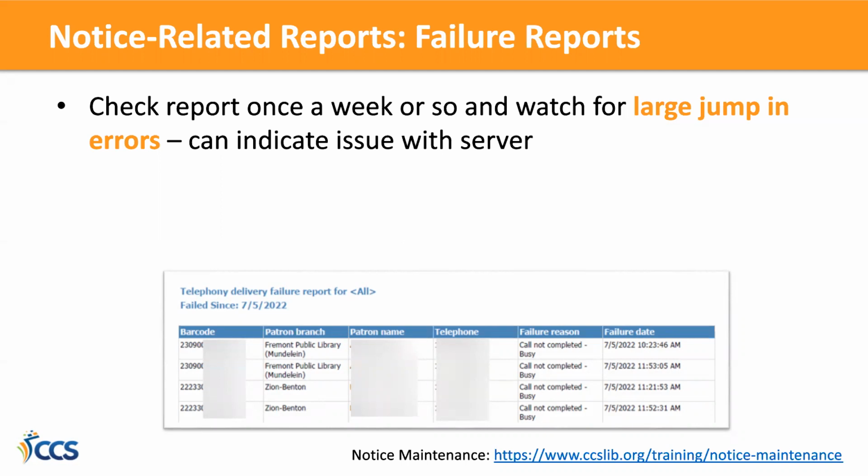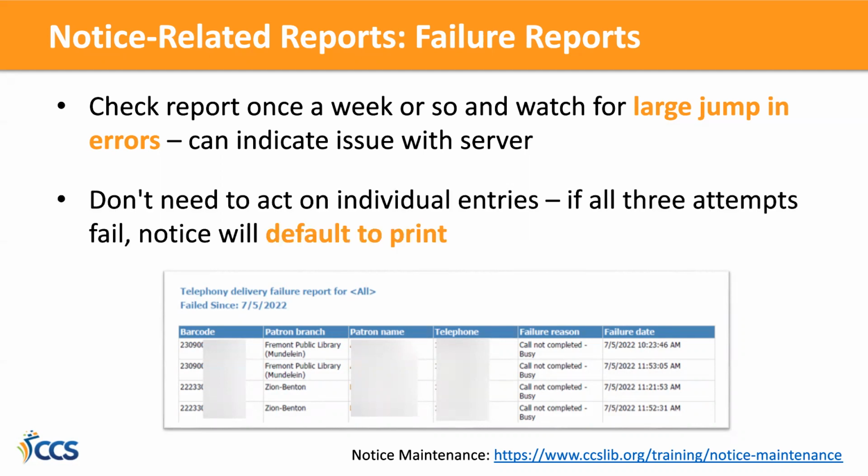You may be asking, what do I need to do with these error reports? I will tell you what you don't need to do. So the library does not need to actively reach out to patrons on this list because, again, if these notices fail after 3 tries, the patron will get their notice in print. If the error is obvious, like there's no @ symbol in the email address that's listed, feel free to fix that, put a block on the patron account, or verify with the patron. But you don't need to follow up with every individual patron.